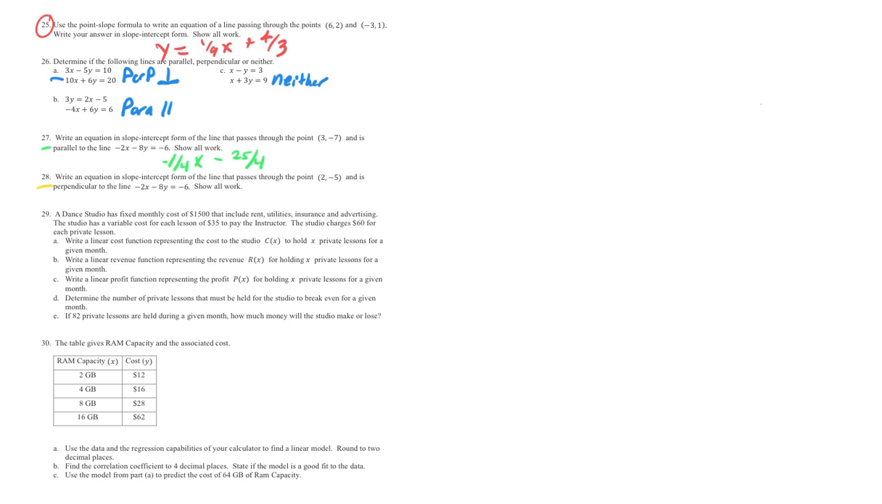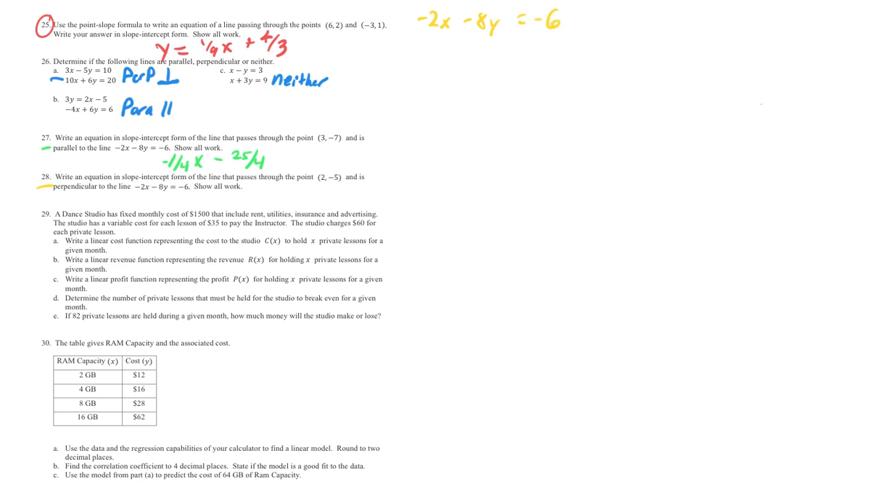Write an equation in slope-intercept form of a line that passes through the point (2, -5) and is perpendicular to -2x minus 8y equals -6. You might notice that that's the exact same line as in the previous one, but we'll go through how to solve it from the top.